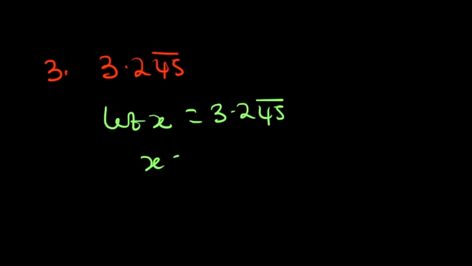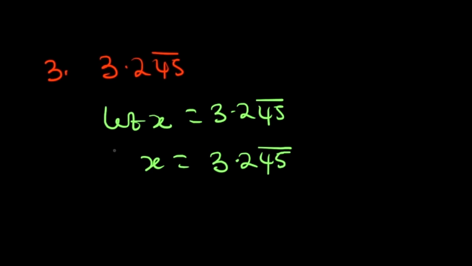We say x is equal to 3.245 bar. Remember that the 4 and the 5 are the ones that are repeating. The 2 and the 3 are not repeating, okay? There's a decimal point here. First thing to do is to multiply by 10. So let's multiply by 10 and see what we shall obtain.